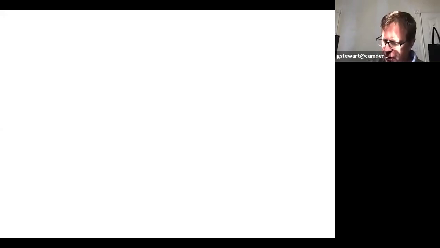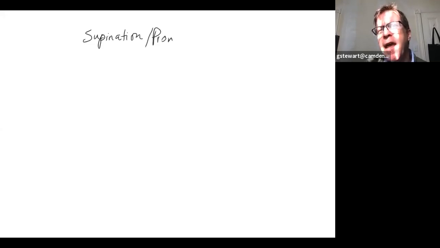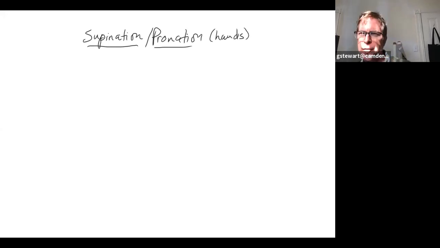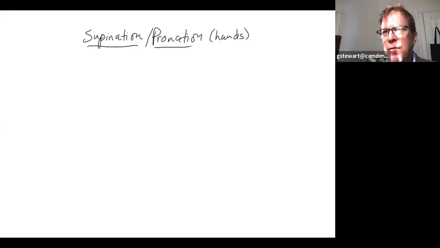I'm just going in the order of your book. Supination and pronation. These are special movements. Supination, pronation occurs only with the hands. Supination means turning the palms upward. So if you hold your arms straight out in front of you and you turn both palms to the ceiling, you are supinating both of your hands. Pronation is turning the palms downward toward the floor.